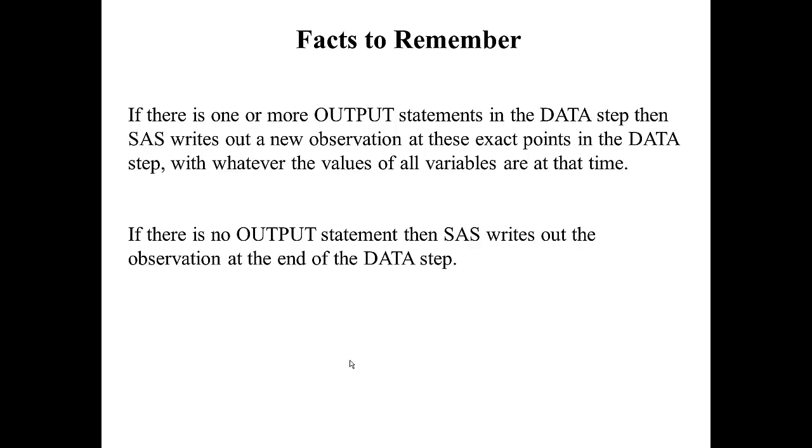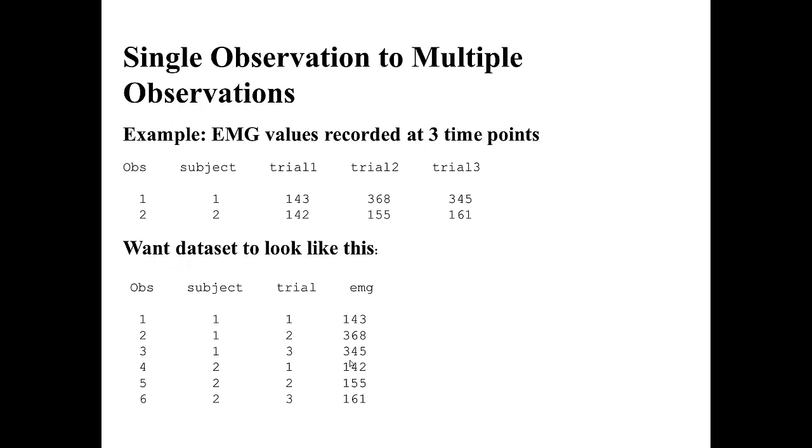If there is one or more output statements in the data step, then SAS writes out a new observation at these exact points in the data step, with whatever the values of all variables are at that time. If there is no output statement, then SAS writes out the observation at the end of the data step. So we're interested in going from a single observation to multiple observations.